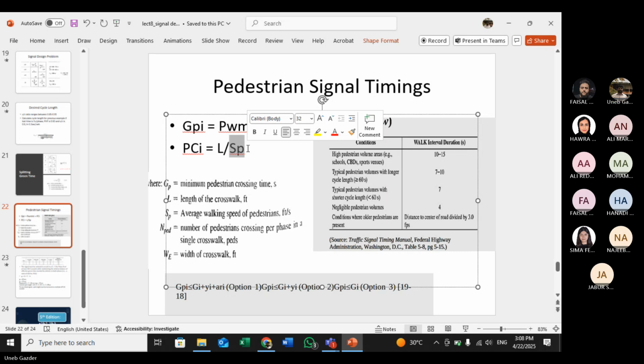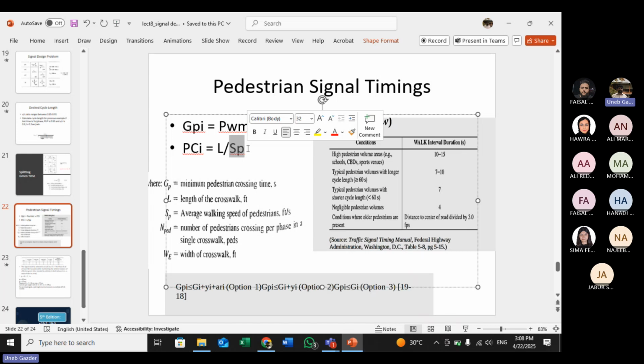Now the second step is, so this is the first step. The first step is to find out GP. The second step is I will compare this GP with the signal timing I have. Remember, we have already designed the signal. In the previous steps, we have covered the steps for designing the signal. So now you will compare GP with the signal timing.